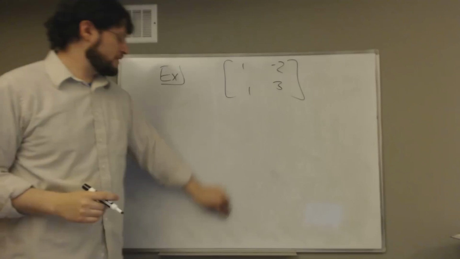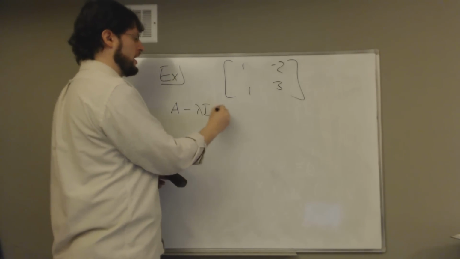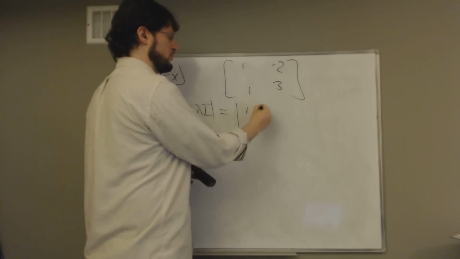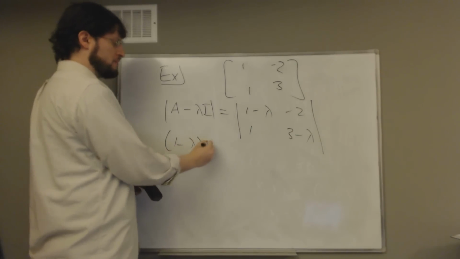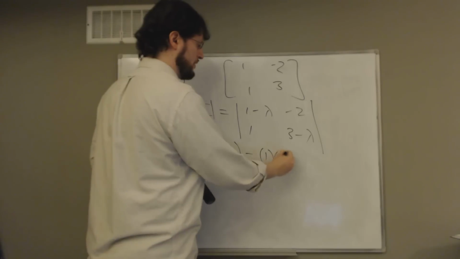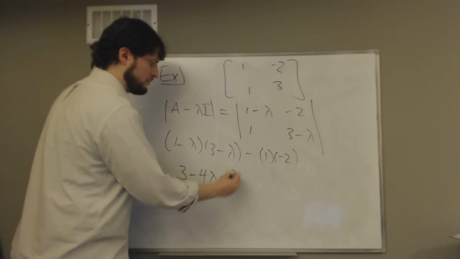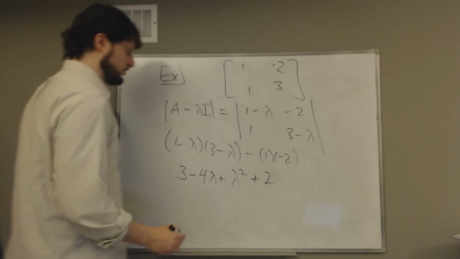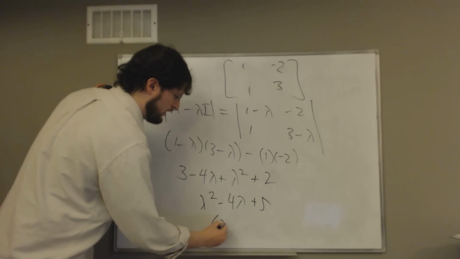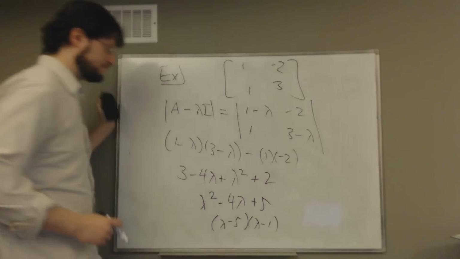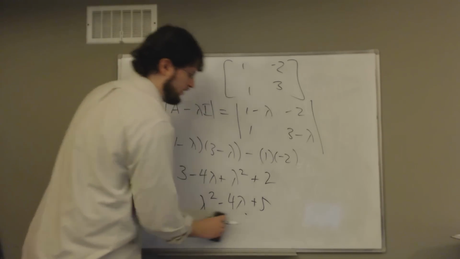All right, so let's look at this matrix. Let's find eigenvalues and eigenvectors. So we're looking at A minus lambda I, taking its determinant. 1 minus lambda, 3 minus lambda, minus 1 times minus 2, which is 3. Minus lambda minus 3 lambda is minus 4 lambda, plus lambda squared plus 2, which makes lambda squared minus 4 lambda plus 5, which is lambda minus 5, lambda minus 1? Nope, it's not. That's the whole point. That doesn't factor that way.